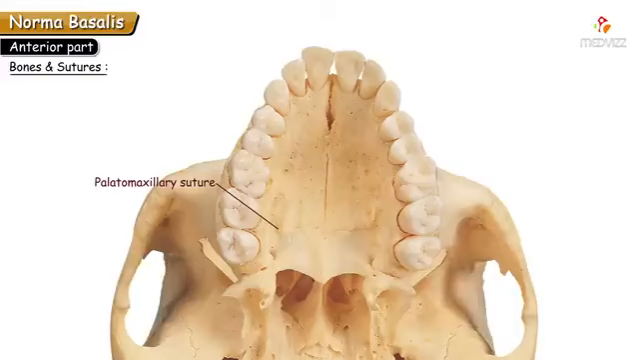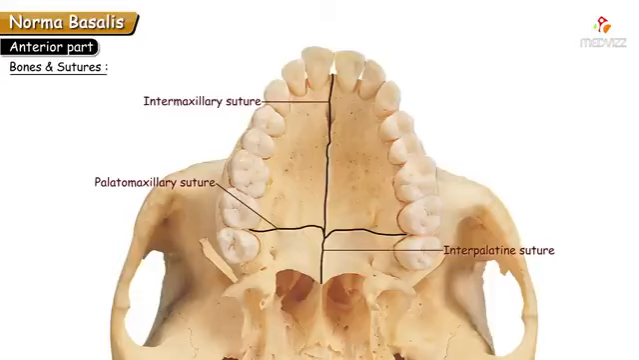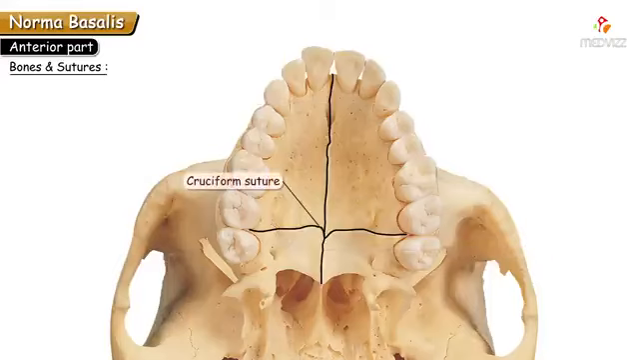Palato-maxillary suture is the suture between the anterior 2/3 and posterior 1/3, that is between the palatine process of maxillae and posterior horizontal plate of palatine bone. They both join to form palato-maxillary suture. And if we join all these sutures and see, it appears to be like a cruciform. So it is named as cruciform suture altogether.